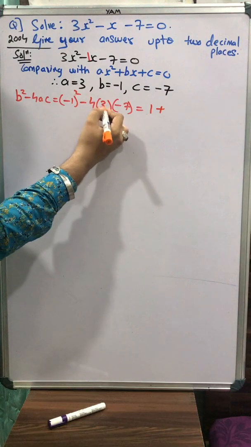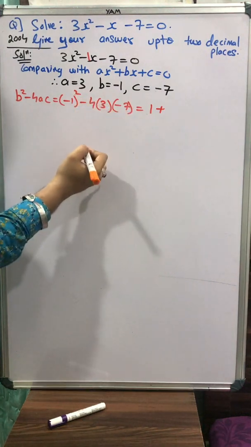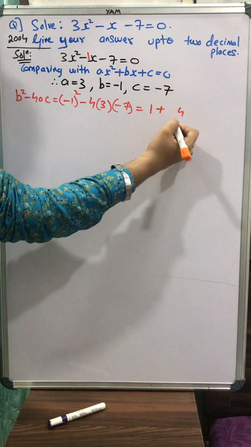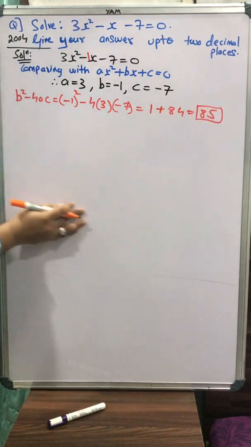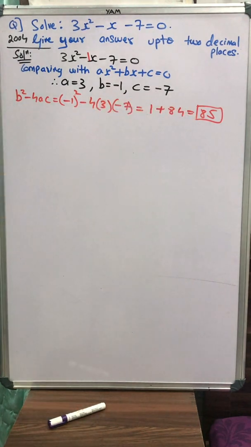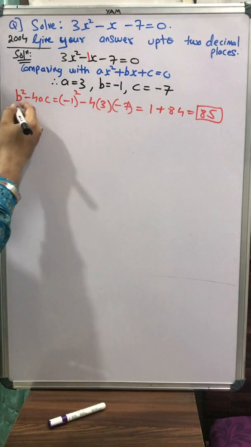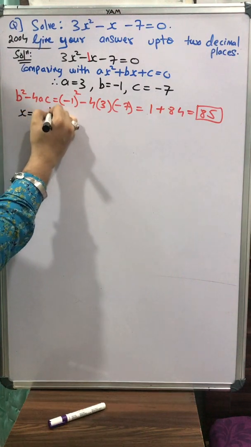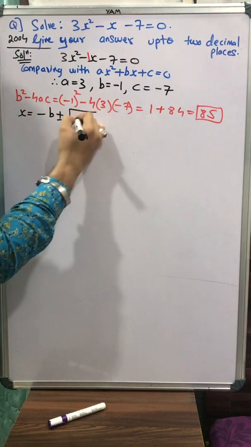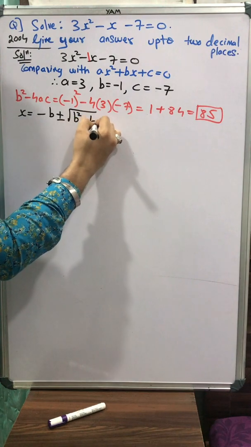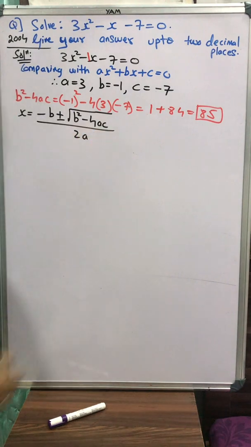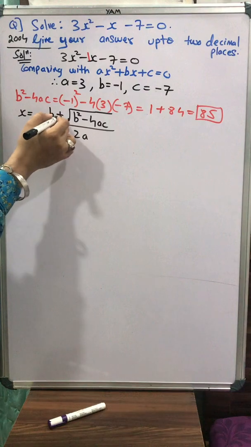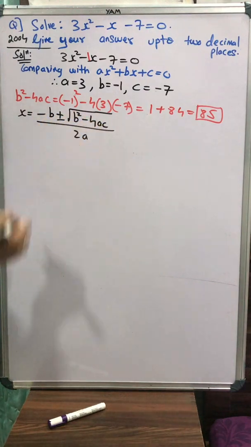4 sevens are 28... 7 3s are 21, 21 4s are 4 1s are 4, 4 2s are 84, and it comes to be 85. Okay, so I got the value of b square minus 4ac as 85. Fine, great. Now I'll apply the formula. My formula is x is equal to minus b plus minus root of b square minus 4ac the whole upon 2a. Understanding, students? Minus b plus minus root of b square minus 4ac the whole upon 2a.